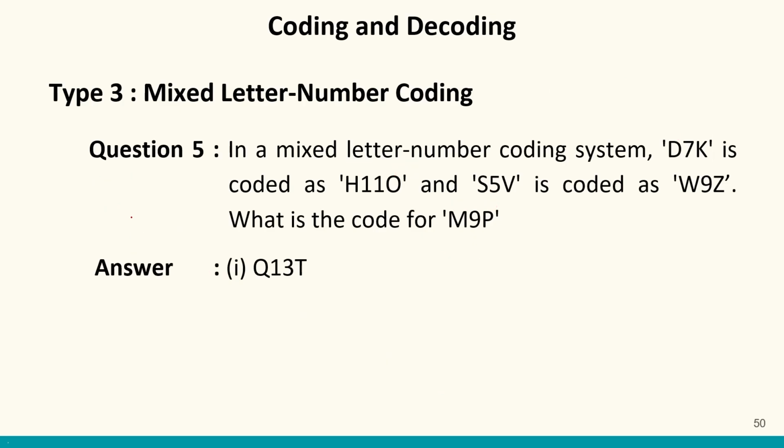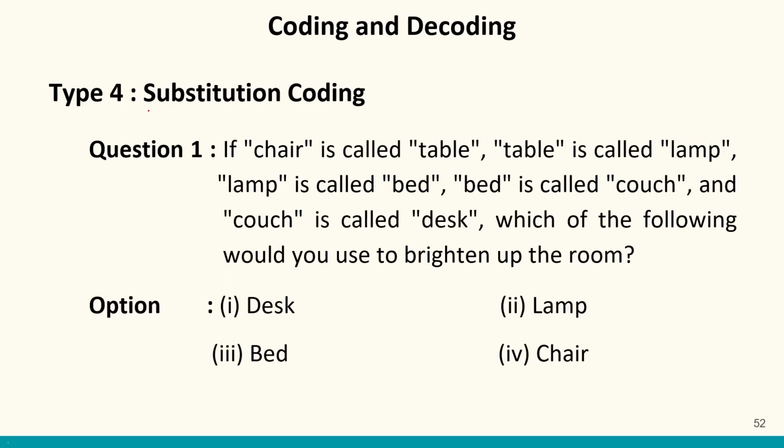Now, for today, we do the last type, which is substitution. So in substitution, I told you that one word is substituted by another word. For example, in this question, it is written that chair is called table, table is called lamp, lamp is called bed, bed is called couch, and couch is called desk. Which of the following would you use to brighten up the room? So to brighten up the room, I would probably use a lamp out of all of these, right? A lamp will brighten up my room. This is the logical answer.